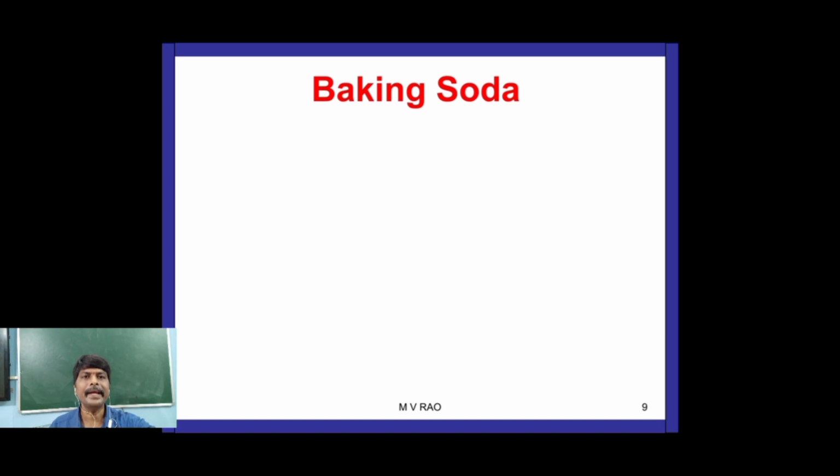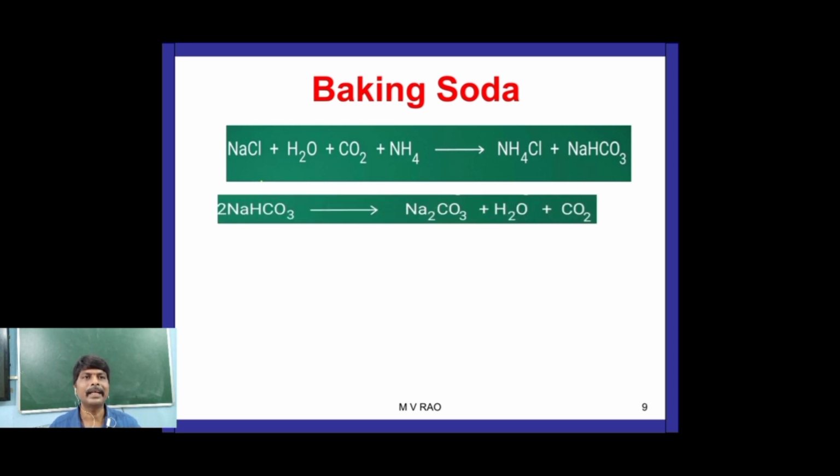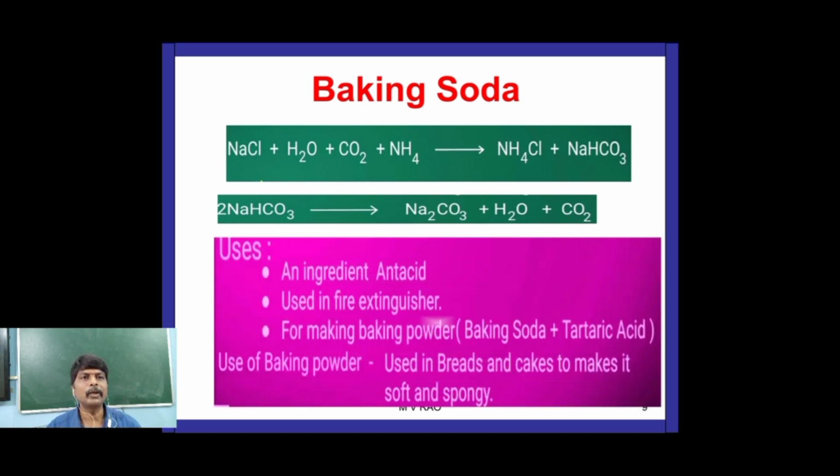Next one is baking soda. Its formula is NaHCO3, sodium hydrogen carbonate. Sodium hydrogen carbonate is the chemical name, NaHCO3 is the chemical formula. How to prepare baking soda? You take brine solution NaCl, H2O, CO2 and ammonia NH3. By reacting all, you will get baking soda. Baking soda on strong heating gives Na2CO3, which is called washing soda. Na2CO3 is called washing soda. It will come in next one.